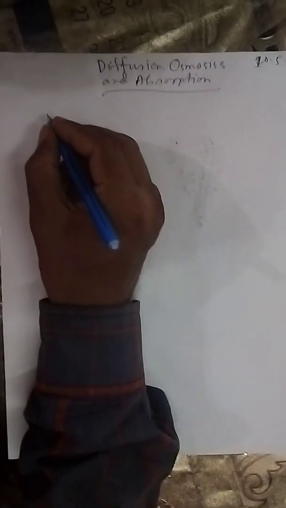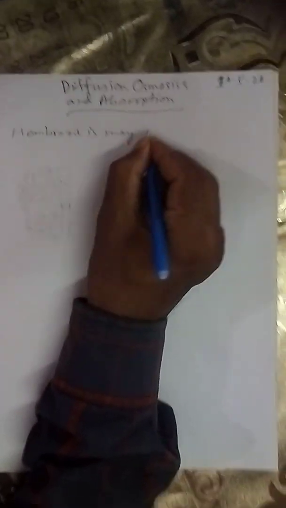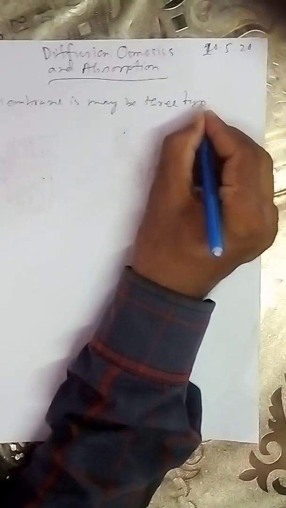There is the word semi-permeable membrane in the definition of osmosis. So you need to know the different types of membrane. Let us discuss those in writing. Membrane is of three types.